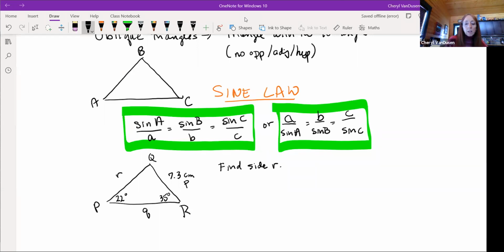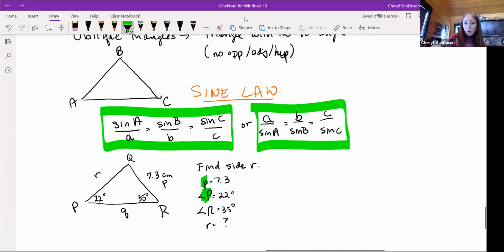So here's how I address these questions. I do a little table on the side, on the left-hand side of where I start my question. I write down p is 7.3, angle P is 22, angle R is 35, and r we don't know. In order to have a sine law question, we have to have an angle and its opposite side, some sort of pairing. We have to know angle A and side A, or angle B and side B, or angle C and side C. If we don't, it's not a sine law question.